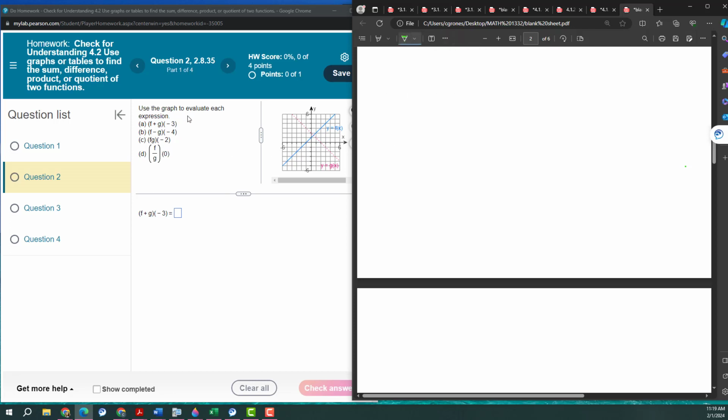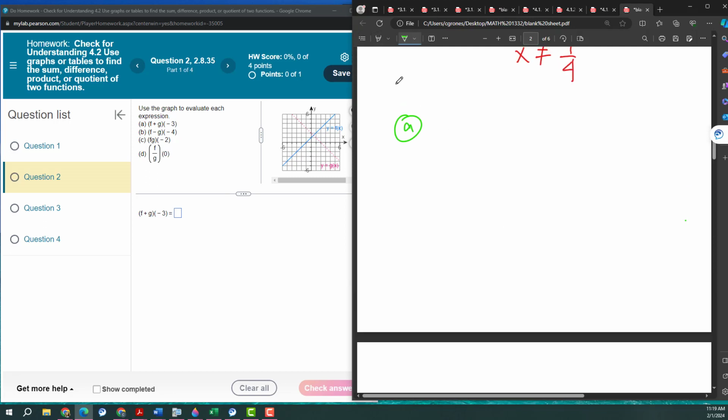All right, so use the graph to evaluate each expression. They give us what f equals, and then they give us what g equals. On part A, we don't necessarily have to find their graph. This is Check for Understanding 4.2, number 2. So A, we are looking for f plus g, and then x is -3.